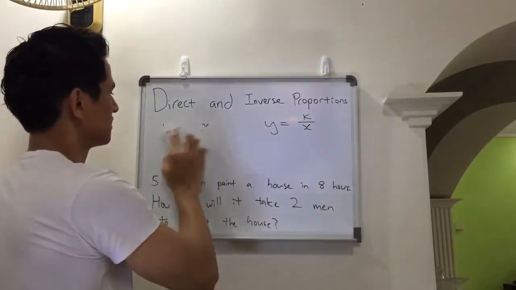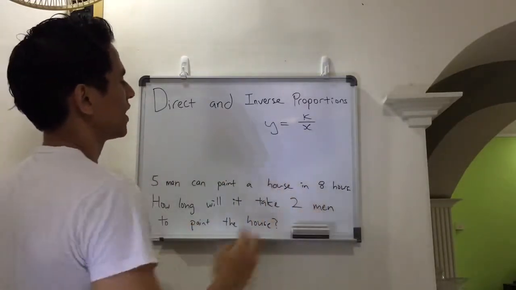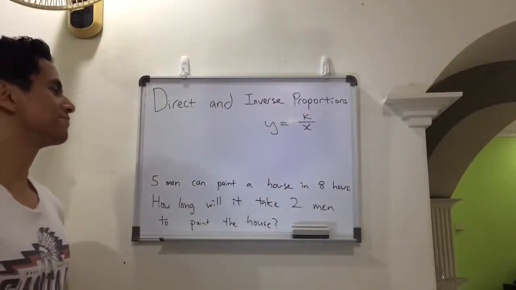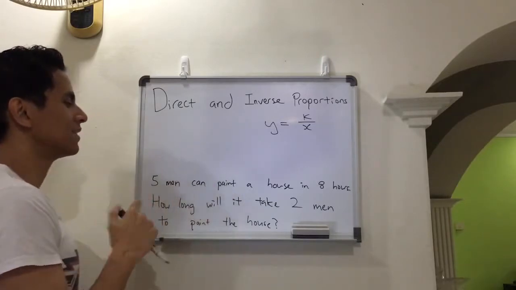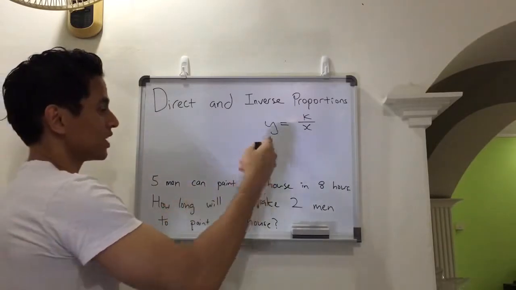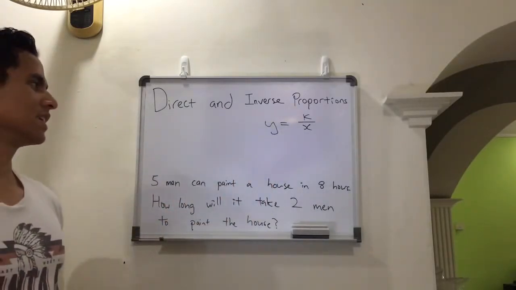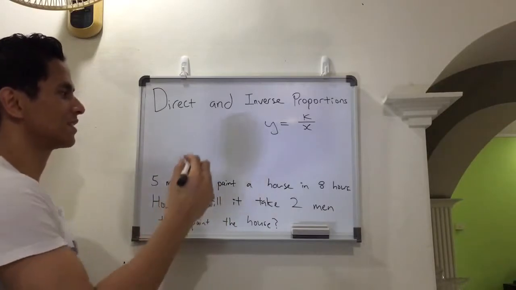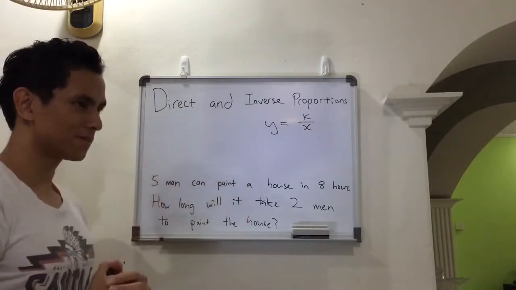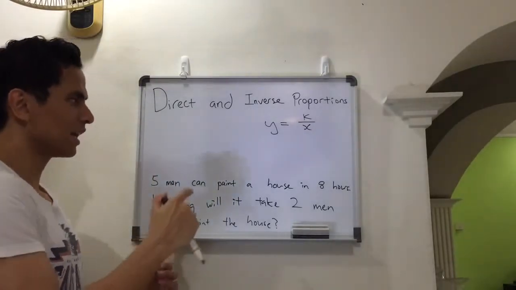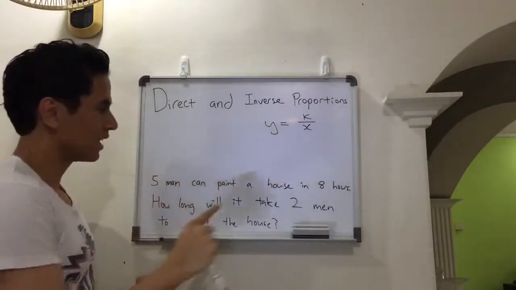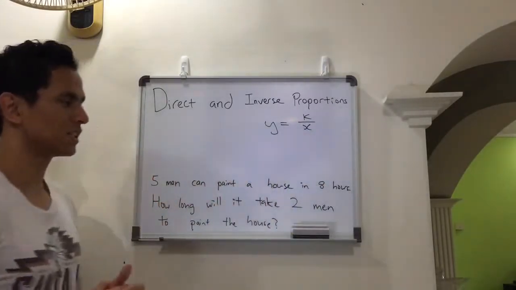Alright. So we have to use y equals k over x for this question. Now, 5 men, 8 hours. So we should substitute into this equation. Let's see. We should substitute as thus. We also have to think about it as we substitute, okay? Should men go here or men go here? And should time go here or time go here?